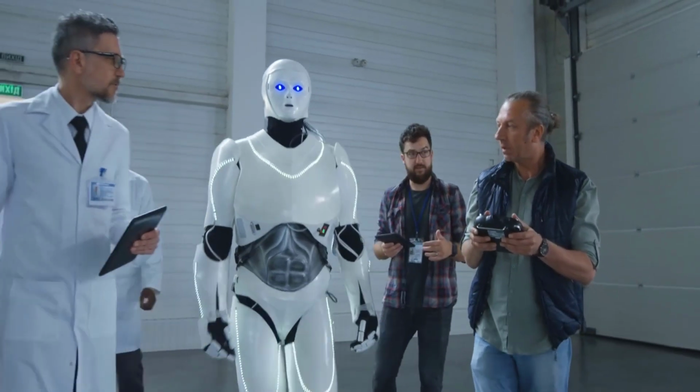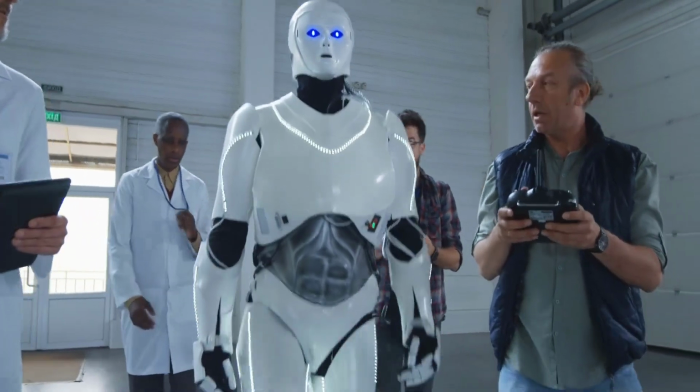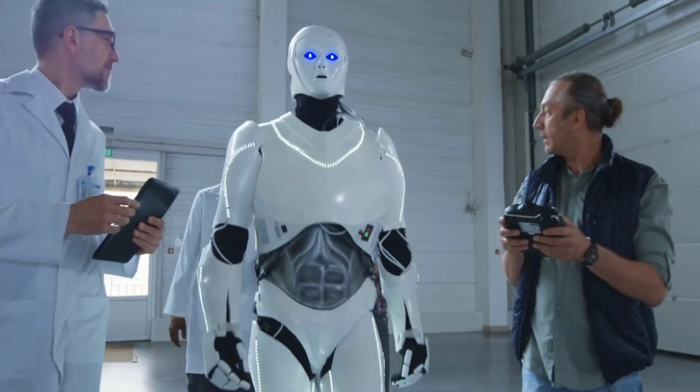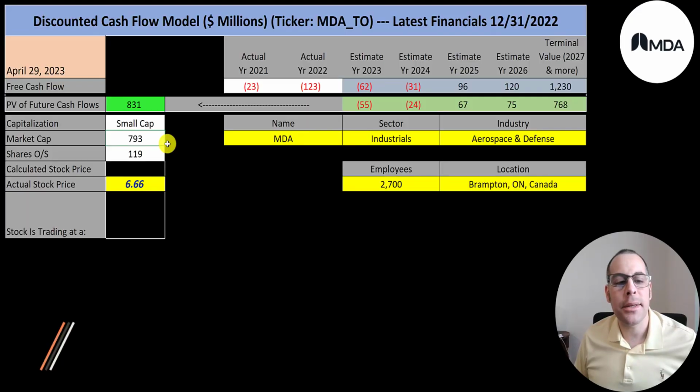MDA provides geointelligence, robotics, space operations, and satellite systems. The company is headquartered in Brampton, Ontario, Canada, and was founded in 2000. Let's get started with the model.